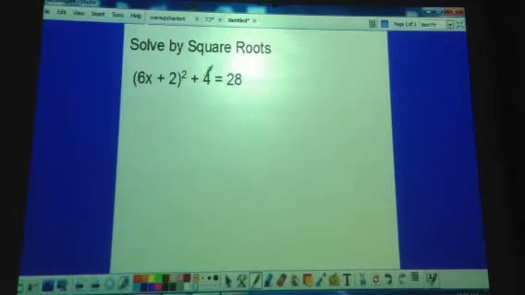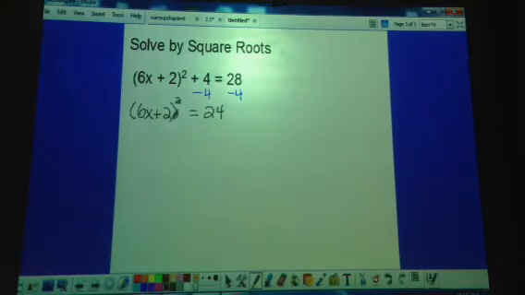So the first thing I'm going to do is subtract 4 from each side. That's going to leave me with the quantity 6x plus 2 squared equals 24. I would really like to be able to subtract 2 right now, but I can't because the expression is being squared. So it's kind of locked down until I get rid of this power.